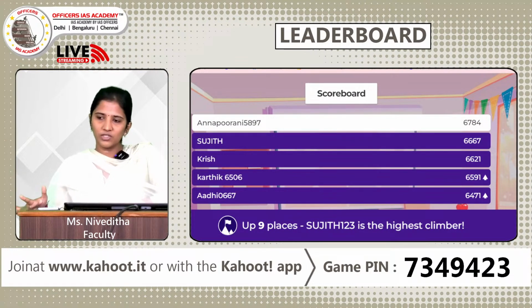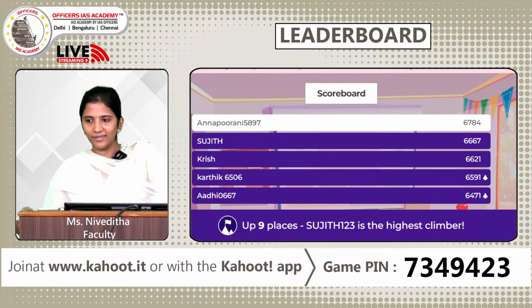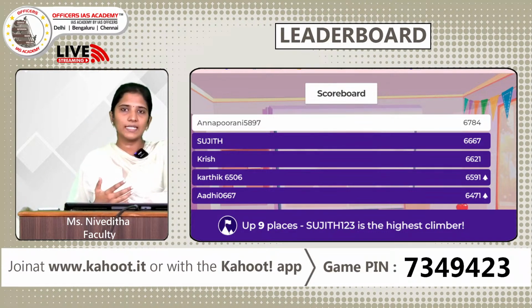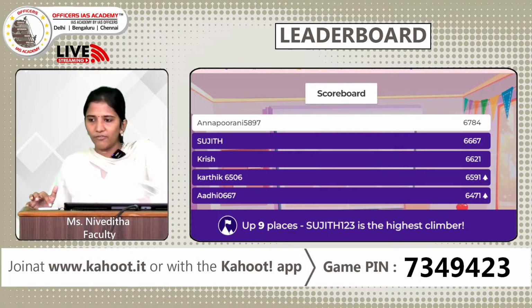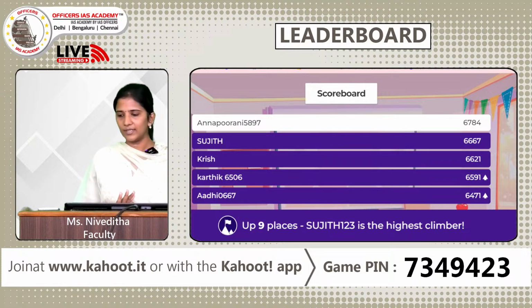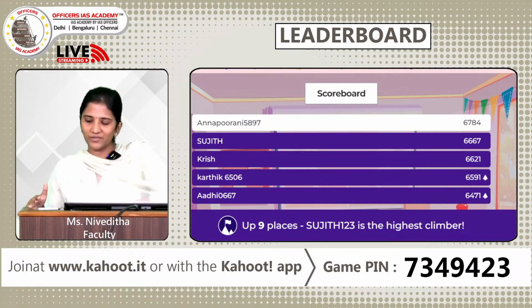Annapurni has topped Sujit, then Krish, then Karthik has come to 4th place and Adi is in 5th place. Fine. Good, Annapurni and Karthik are climbing, and let us see the next question.